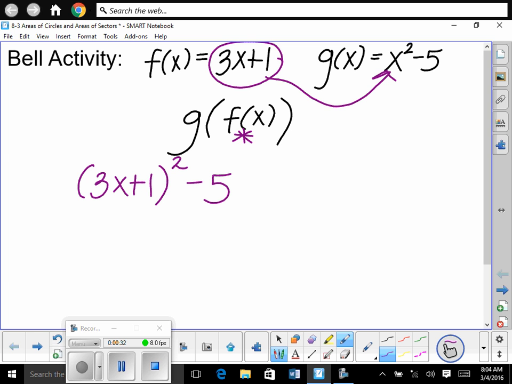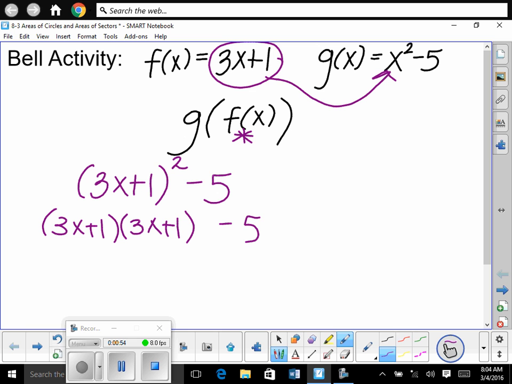Any questions on where that substitution was made? And now I had a teacher tell me that their honors kids were just squaring this and squaring this: 9x squared plus 1. Is that how we do that? No, we know that's breaking the forbidden rule. So we rewrite this as 3x plus 1 times 3x plus 1. And then we won't forget our minus 5 out here.